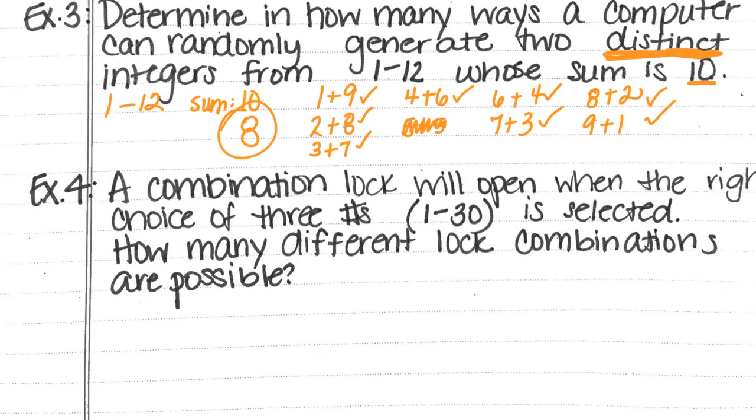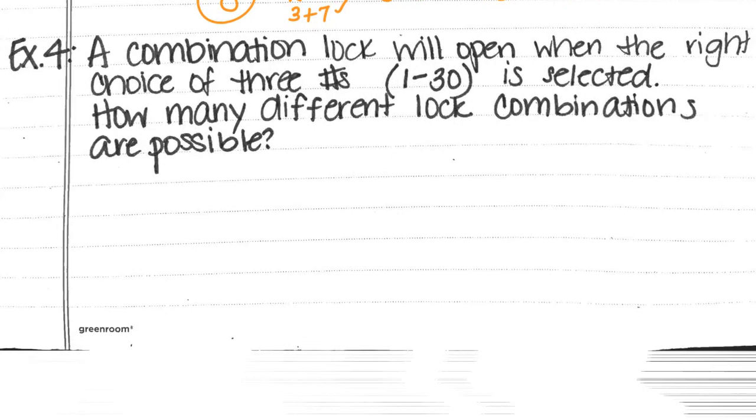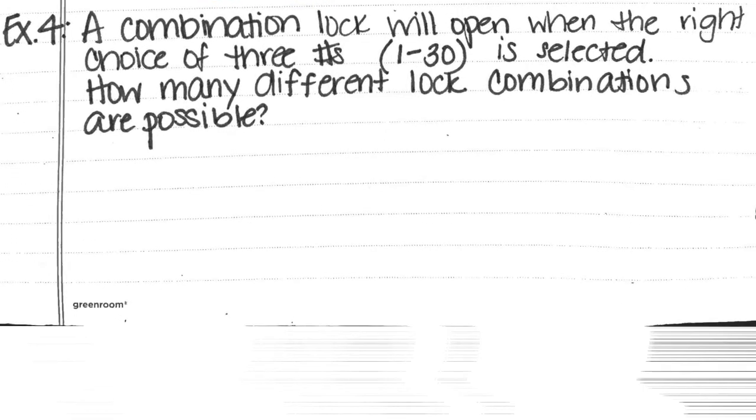All right, moving on to the next question. A combination lock will open when the right choice of 3 numbers, 1 through 30, is selected. So the first thing we have to look at is we have 1 to 30 numbers. That's a lot of numbers for a combination lock. How many different lock combinations are possible?